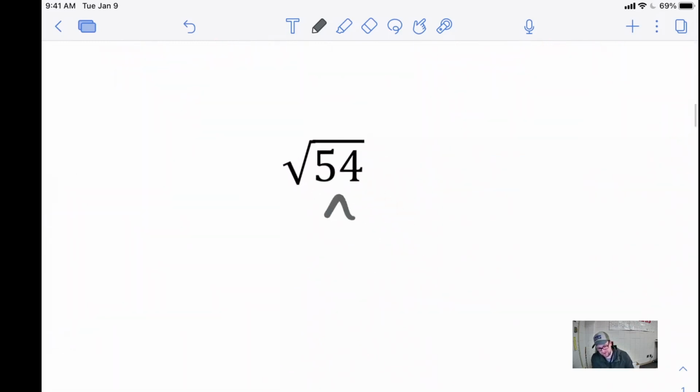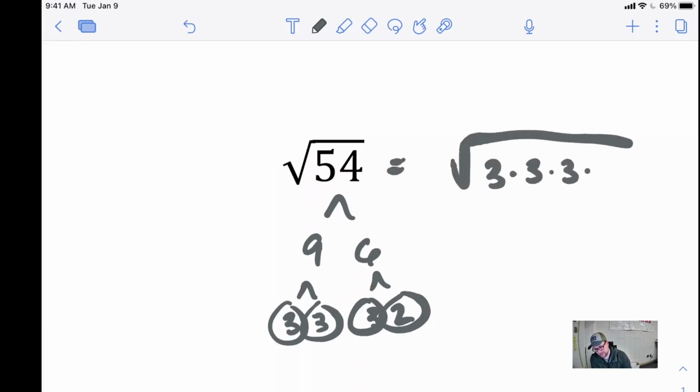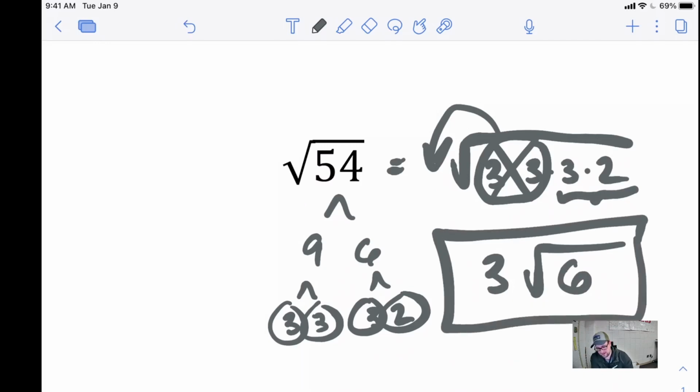Here's another one, 54. Hopefully you know 54 is 9 times 6. 9 will break down into 3 and 3, and those, of course, don't go any farther. And 6 breaks into 3 and 2. So when I rewrite this, I'm going to have 3 times 3 times 3 times 2. 2 for 1 special, here it is. Pull it out. So I'm going to have a 3 on the outside, right, because these disappear now. Now, both of these were left unpaired. So if that's the case, then we multiply them together again. So 3 times 2 is just 6, which will make this our final answer.